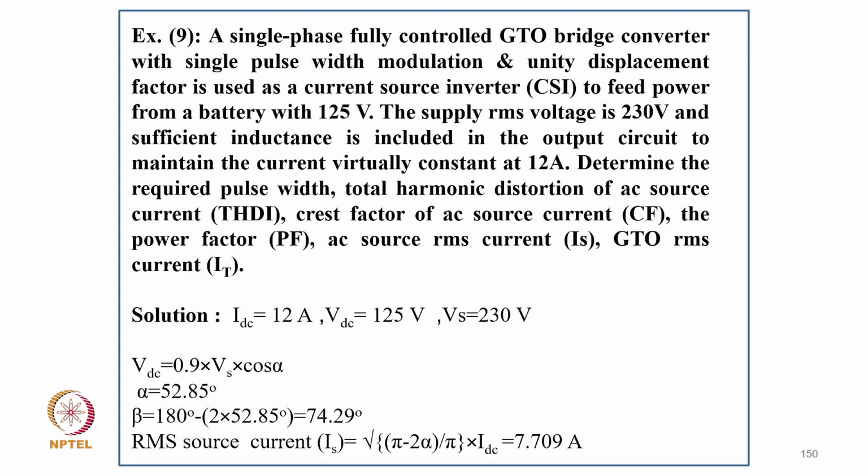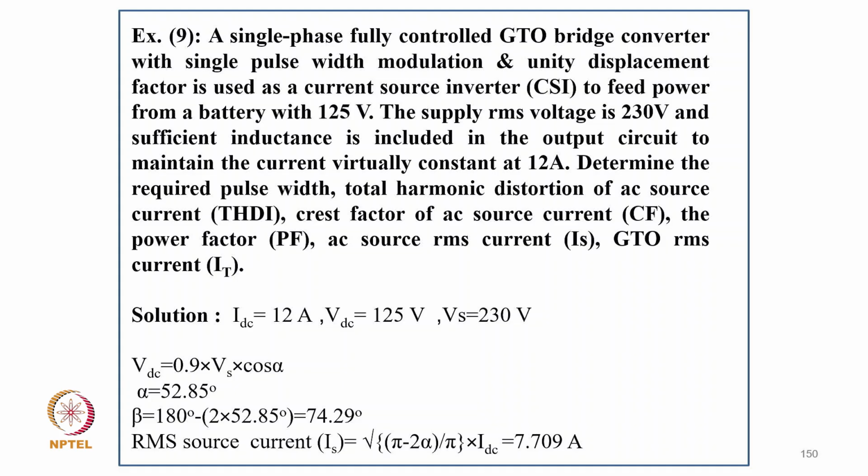Now coming to example 9, a single phase fully controlled GTO bridge converter with single pulse width modulation and unity displacement factor is used as a current source inverter to feed power from a battery of 125 volt. The supply voltage is 230 volt and sufficient inductance is included in the output circuit to maintain the current virtually constant at 12 ampere. Determine the required pulse width, total harmonic distortion of AC current, crest factor of AC current, the power factor, and AC RMS current and GTO RMS current.